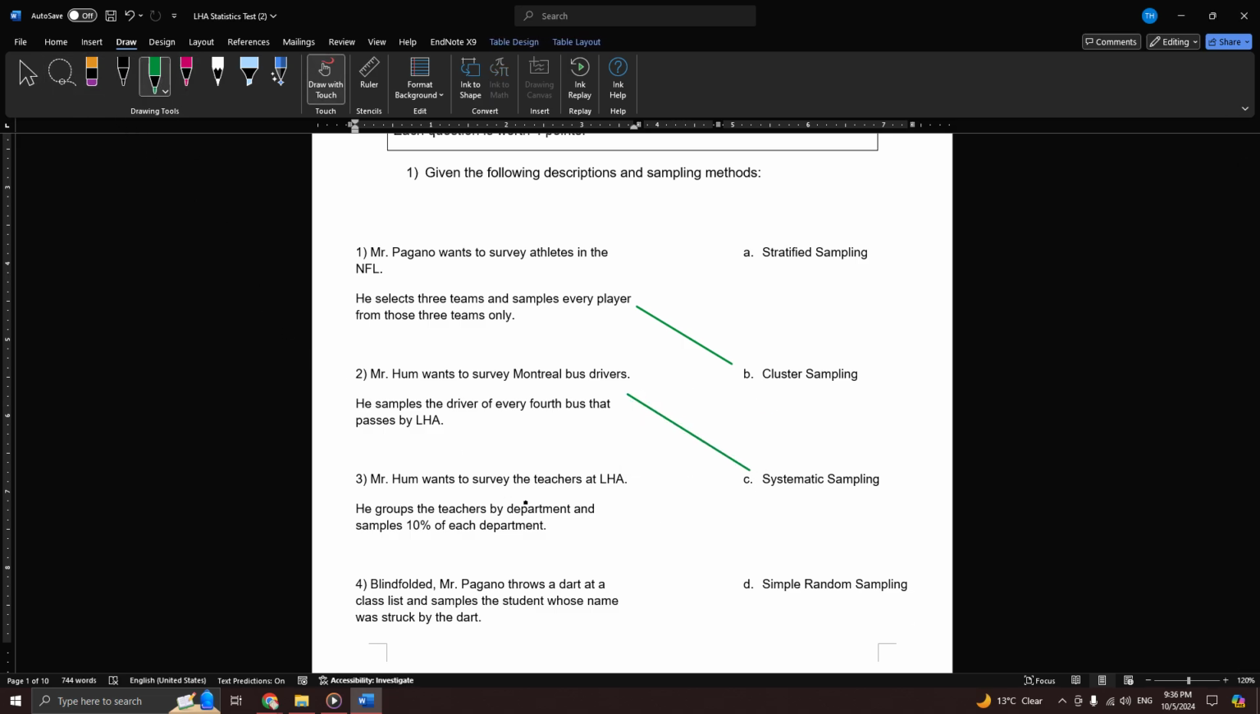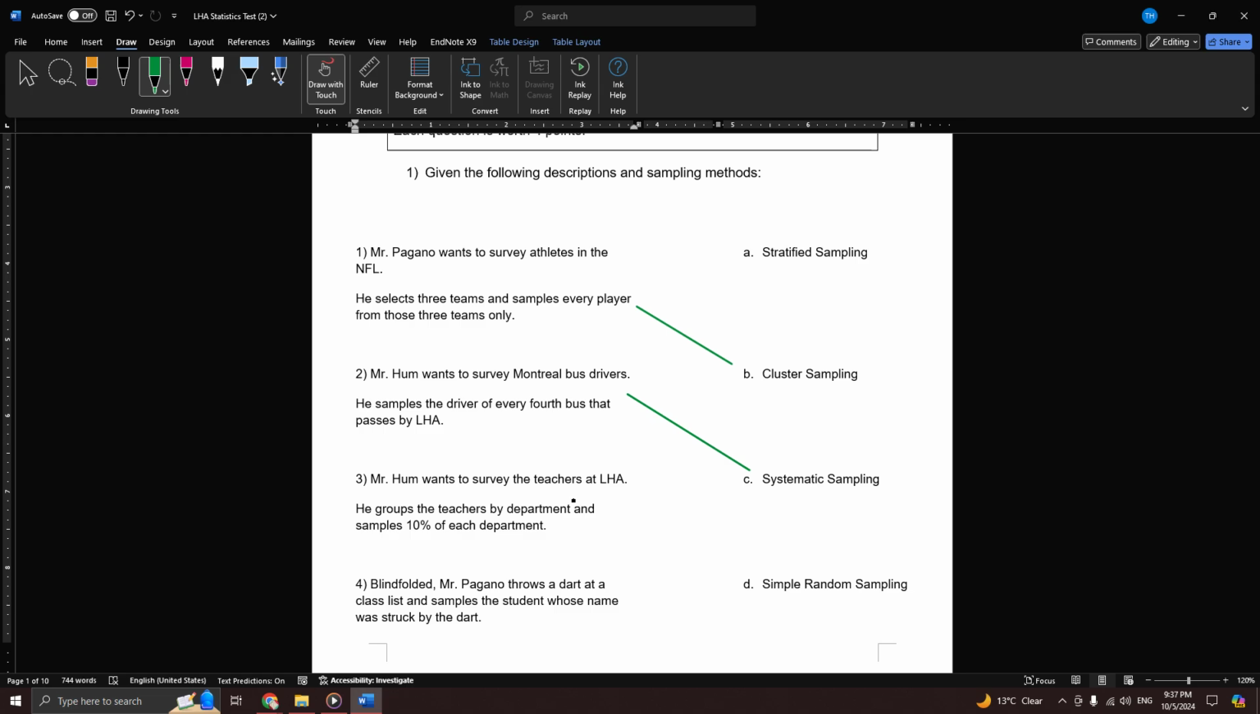Now, the third description, I'm surveying teachers at LHA. I group up the teachers by department, and I'm going to sample 10% of each department. So some of you might have thought this was cluster sampling, okay? But the difference is that I'm not going to sample everyone from the math department and everyone from the English department and then no one else. I'm going to sample 10% of every department. So this is not cluster sampling because of that. Okay, I'm getting people from every department.